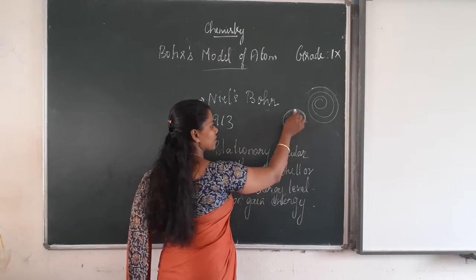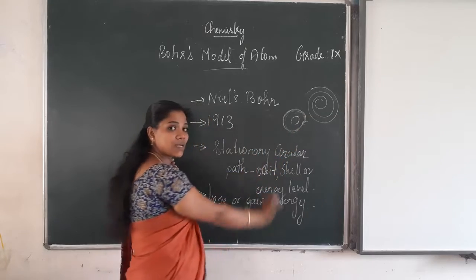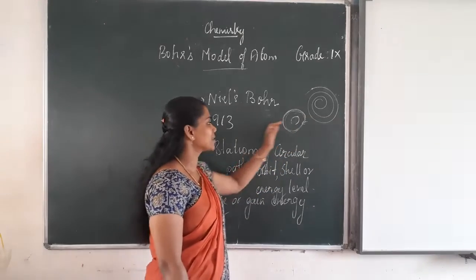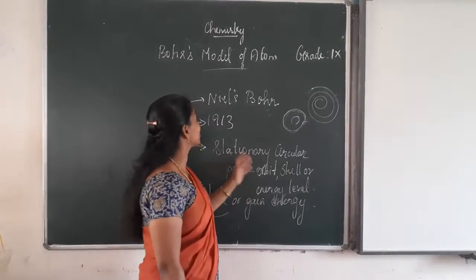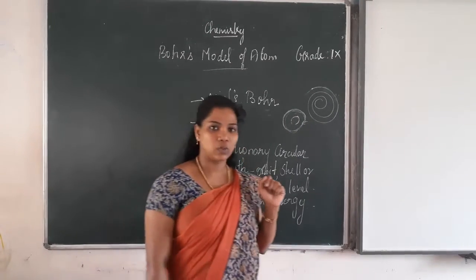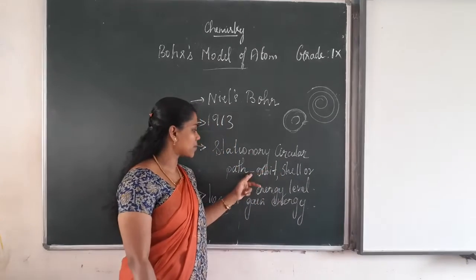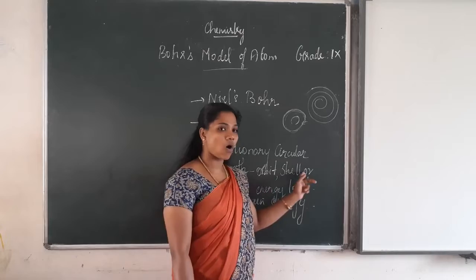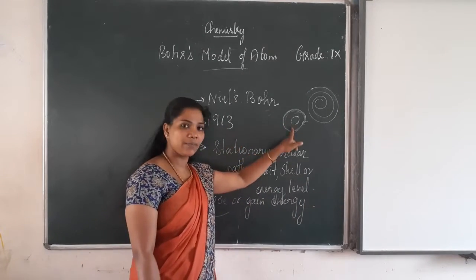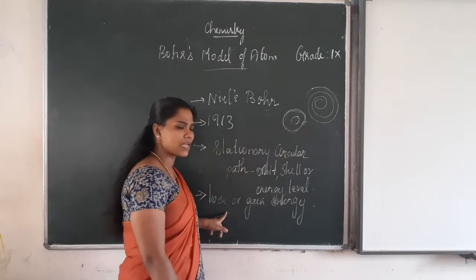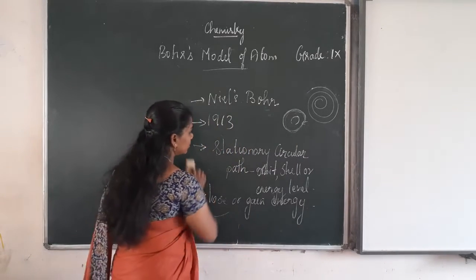Then the second point: as the electron is moving in the same path, it does not lose energy as well as it does not gain energy. Hence the electron does not fall on the nucleus. This is the explanation given by whom? Niels Bohr. The first point: it rotates in the same path, and the name of the path is orbit, shell or energy level. The second point: since it is moving on the same path, it does not lose energy and does not gain energy. The next one, the third point.